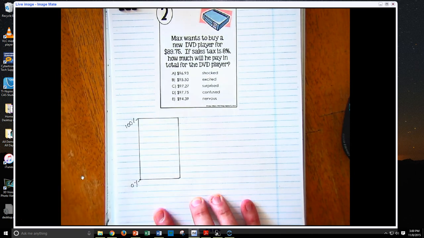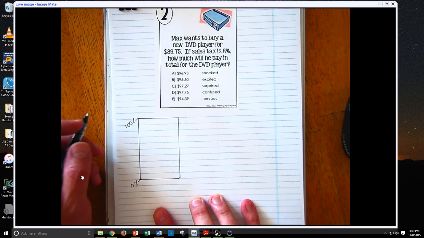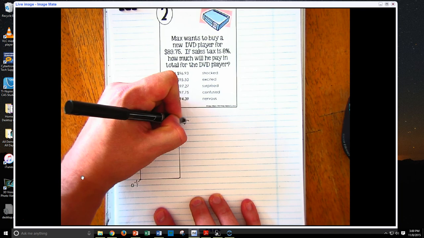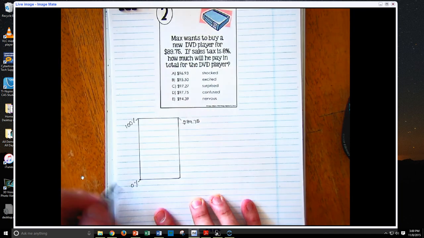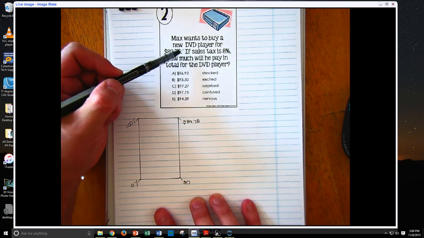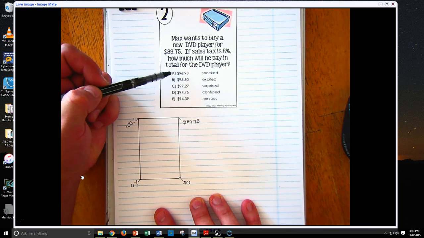And then in this case, we know that the original price of the DVD player is $89.75. That's the 100%. We also know if we have 0%, then we spend $0. Now, it says if sales tax is 8%, how much will he pay in total for the DVD player?